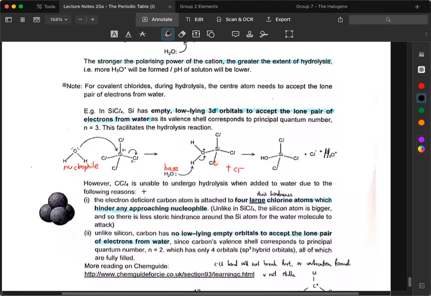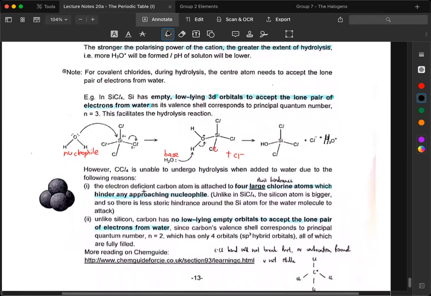However, CCl4 cannot undergo hydrolysis because for carbon, it's very different. The central carbon is already attached to 4 large chlorine atoms. It's not like silicon. Silicon has low-lying 3d orbitals, carbon doesn't. Silicon is very large, so chlorine is relatively smaller. But for carbon, the size of carbon is much smaller, so the chlorine will relatively look bigger. You know what I mean?